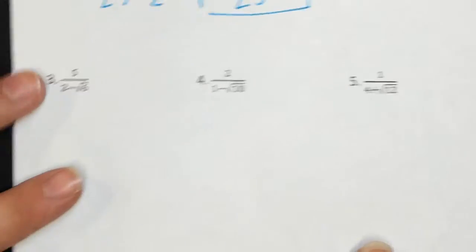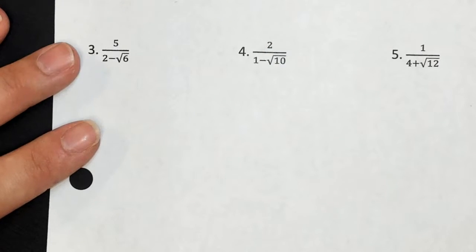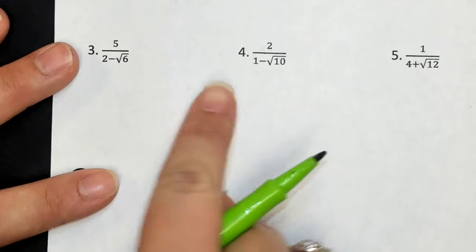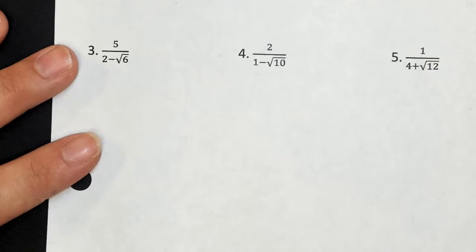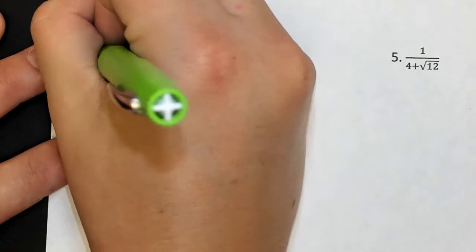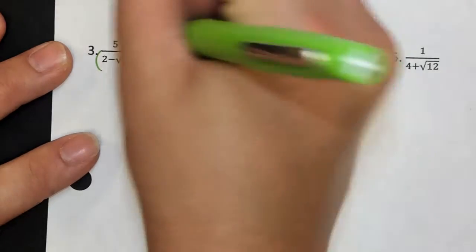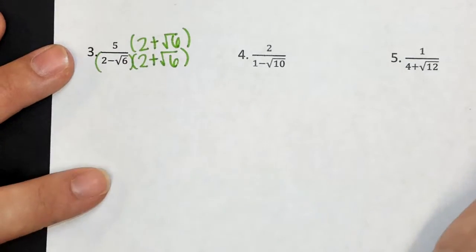All right, here we go. Number 3. In a conjugate, there's always a minus and a positive. Well, in this case, there's a minus. So the conjugate I'm going to write has to be positive. So 2 plus square root of 6.